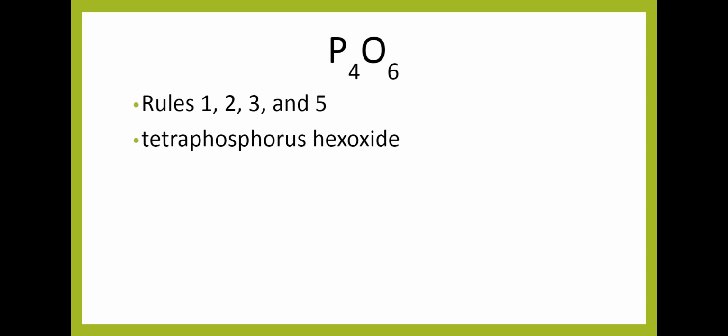Okay, so for this one, we have that A next to the O again. So we're going to have rules 1, 2, 3, and 5. So we're going to have tetra for the phosphorus, so tetraphosphorus, and then hexoxide. Remember, when we have an A and an O, we get rid of it.